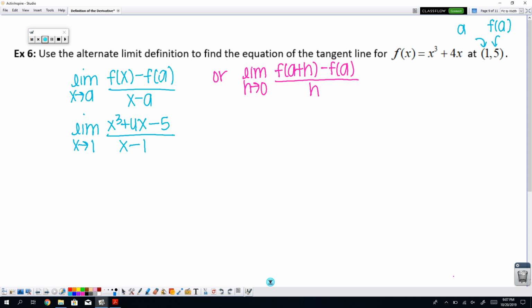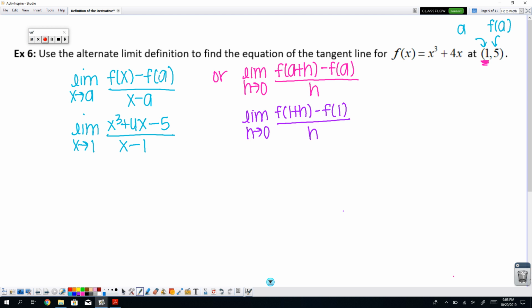I personally like the left one, but I don't think that you're going to like having to figure out how to factor the top part. So instead what we'll do is we'll use the one on the right. What that means is that we have to do f of 1 plus h minus f of 1. This is what it looks like: the limit as h approaches 0 of f of 1 plus h minus f of 1, which we already know, over h.